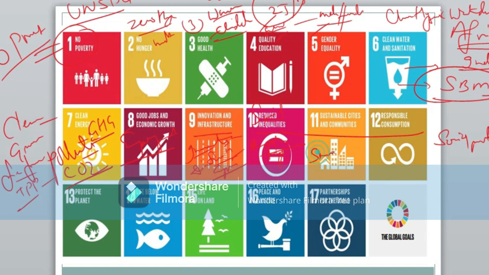So we saw the development of smart cities by the Government of India. 12th is responsible consumption. That means sustainable consumption that does not lead to consumerism, and also protection from commodity fetishism. We have to avoid consumerism and do sustainable consumption. You should buy only those goods which are necessary.